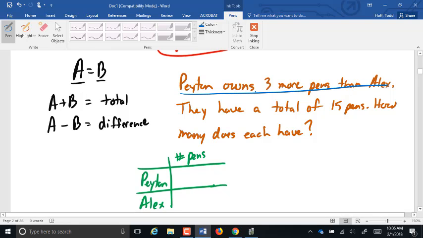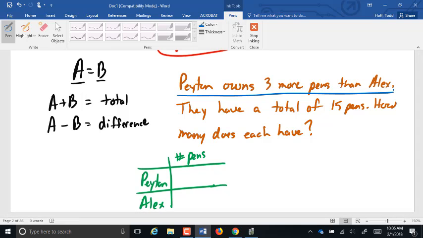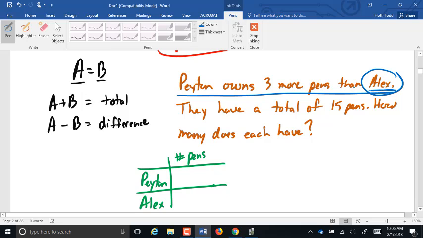We're looking at that top line. Well, let's not worry about solving it yet. Let's just look at can the number of pens that one of them owns be calculated from the number that the other owns? Yeah, if we knew Alex's, how would we find Peyton? 3 more, so just adding 3, right? So we have to ask, which one do we have to know first? Well, we would have to know Alex's first, then we would just add 3 to get Peyton's.